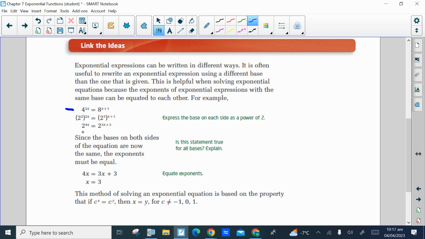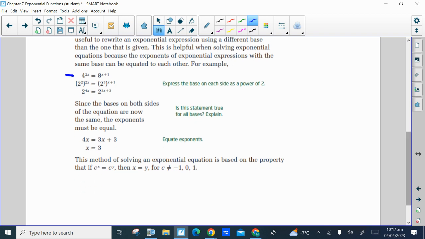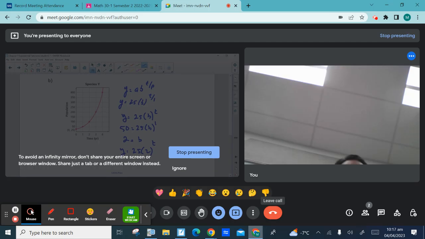If the bases are equal, then the other parts, the exponents, must also be equal. So we're not really doing a mathematical operation to get rid of the bases. We're just saying that if the two sides are equal, and they are, and the bases are equal, then the exponents must be equal as well. So that's where we get the fact that 4x equals 3x plus 3. It's the exponents from the previous step. And then you can solve for x. So that's how we're going to solve these exponential equations.